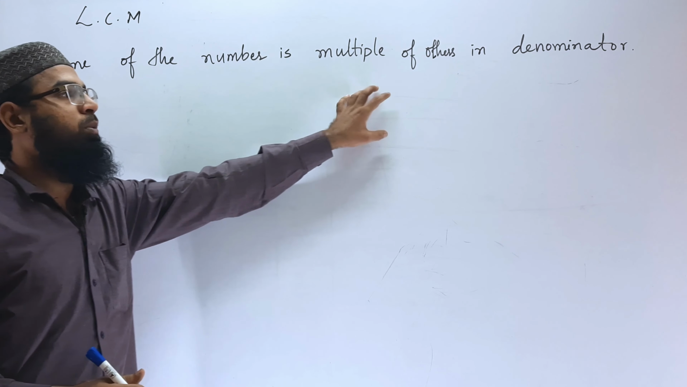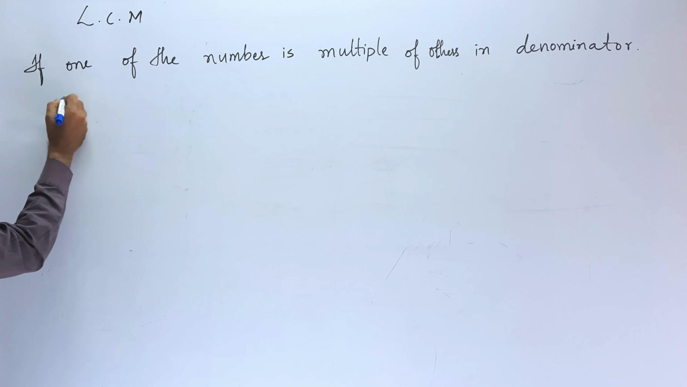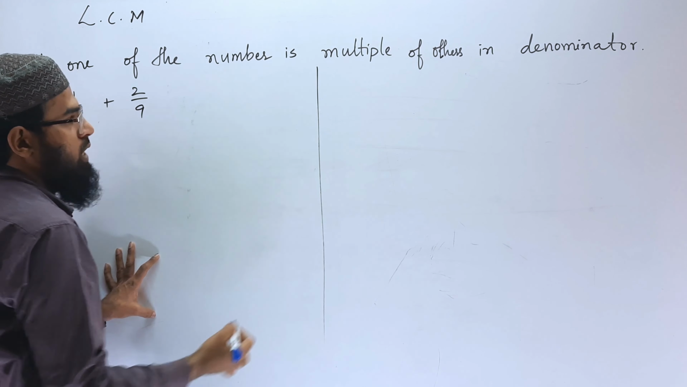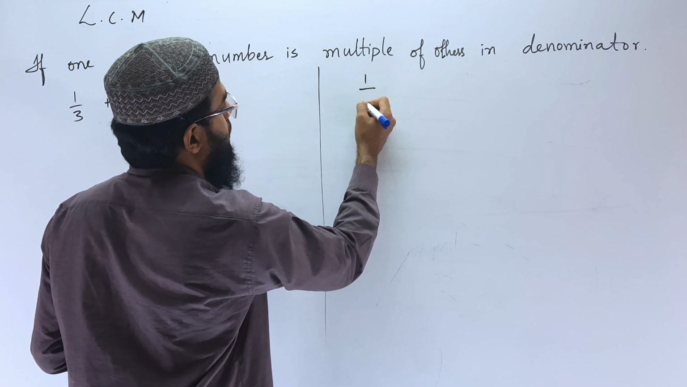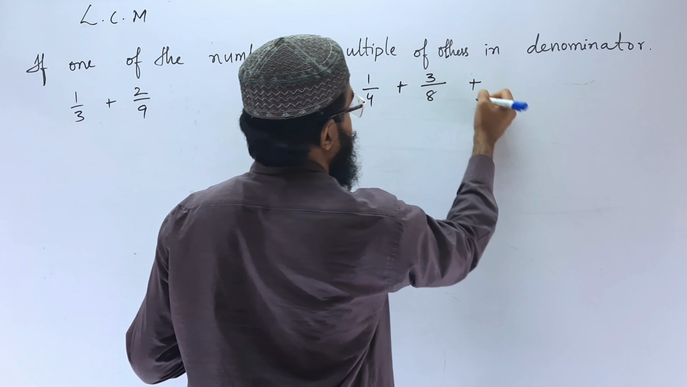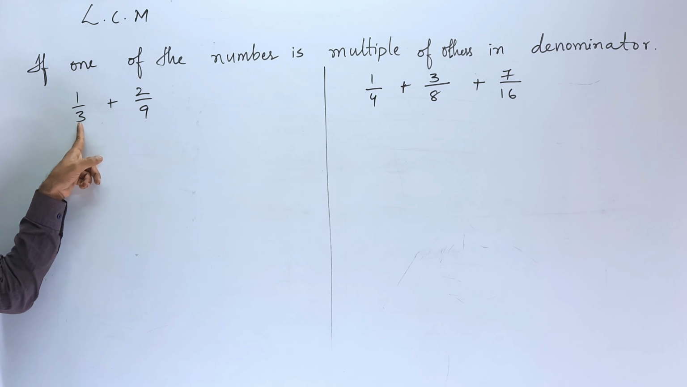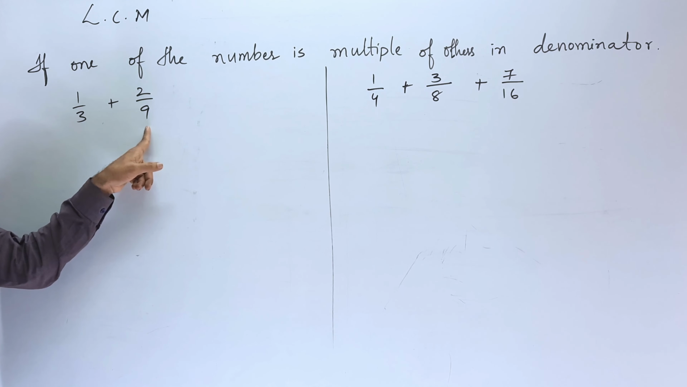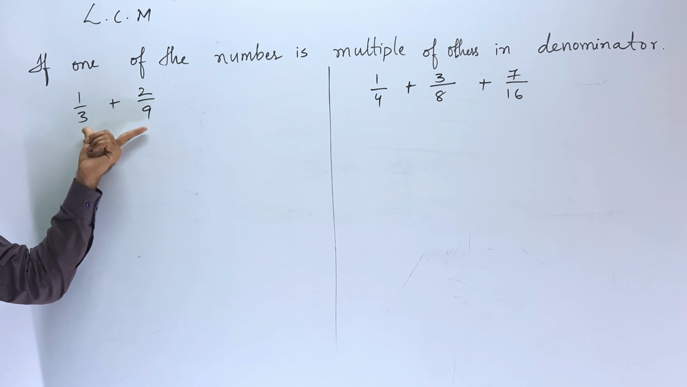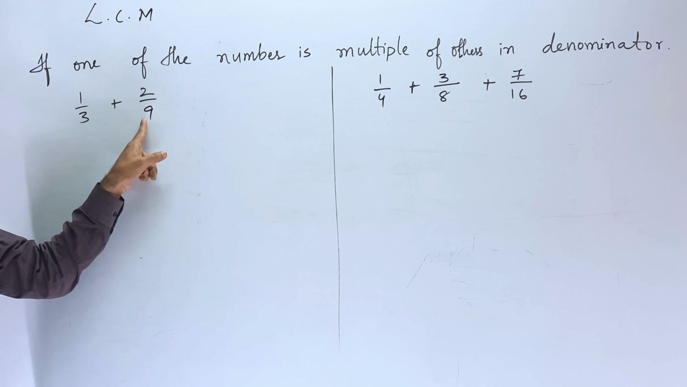If one of the numbers is a multiple of the others in the denominator, then how are we going to solve that? Let us see. If it is 1 by 3 plus 2 by 9, and let us take three numbers like 1 by 4 plus 3 by 8 plus 7 by 16. So here, as we can see, 3 and 9 both are the multiples of 3. They come in 3 table. That's why the highest number, as we know that this is 9, so 9 is the LCM.